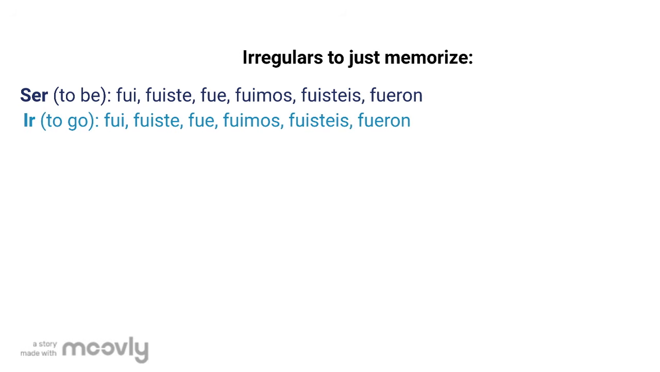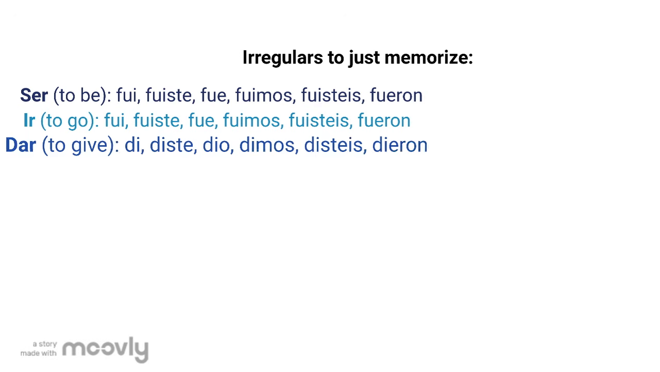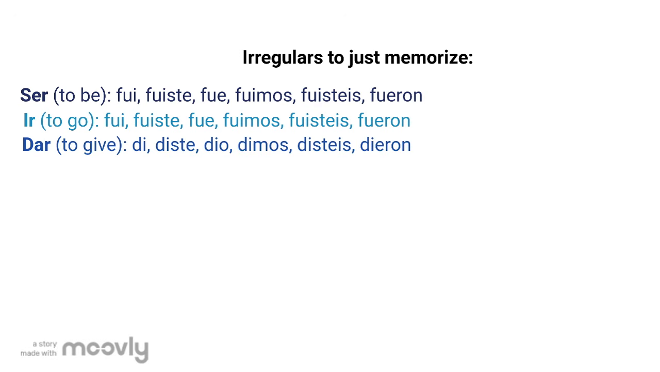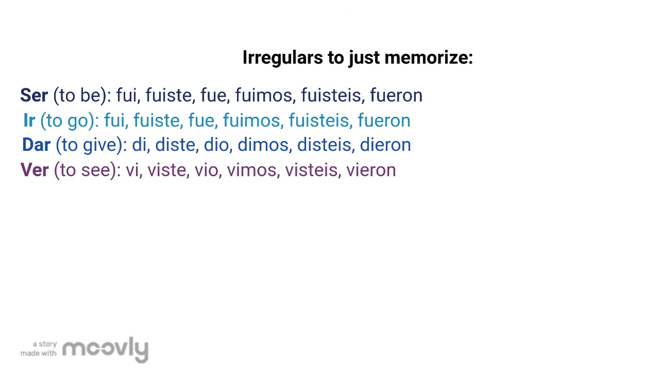Ser, to be. Yo fui, tú fuiste, fue, fuimos, fuisteis, fueron. Ir means to go. And look at this, they're the exact same. Again, we need context to tell them apart. Dar means to give. I gave, yo di. Tú diste, él dio, nosotros dimos, vosotros disteis, ellos dieron. Ver is to see, vi, viste, vio.